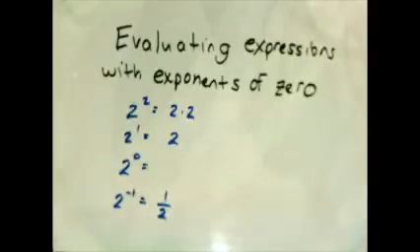Here we're going to talk about evaluating expressions with exponents of 0. And so first thing is just think about what exponents mean so we can try to wrap our head around what something to the 0 power would be. Because at first you want to say 0, it just seems like, hey, there's nothing if I multiplied 2 by itself 0 times. But let's check and see.